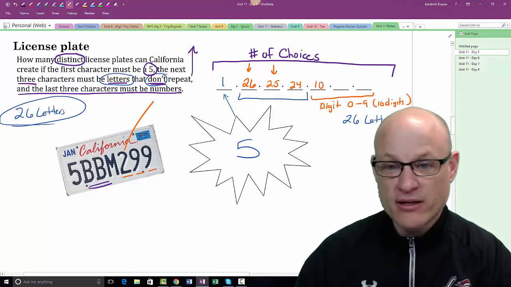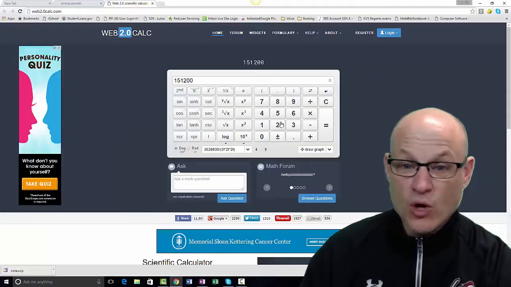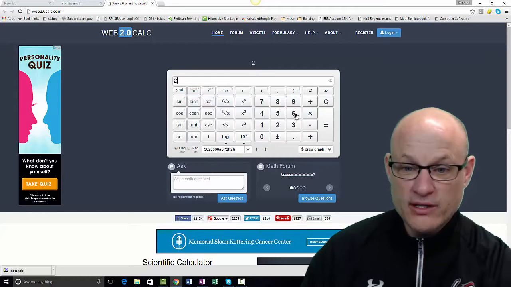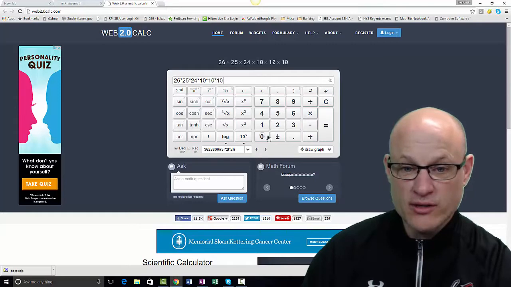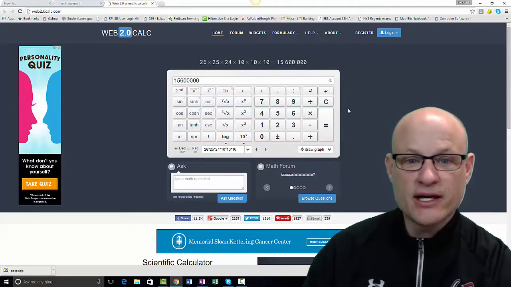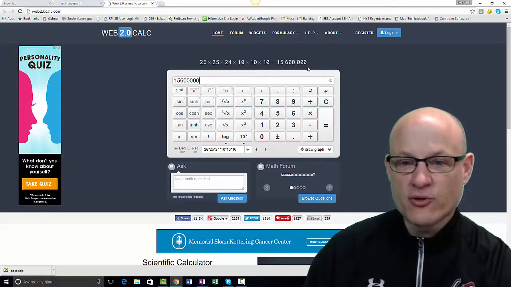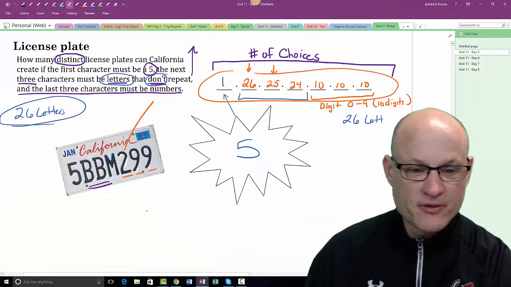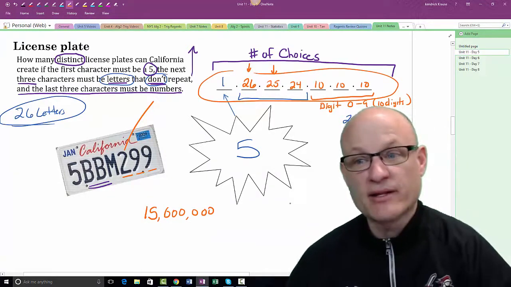So that means I can put 10 here, 10 here, and 10 here. And the way you do this is you just simply multiply these together. So 1 times 26 times 25 times 24 times 10 times 10. I could put 10 cubed, but it would probably take me longer to find the cube button. And I get that number. Ooh, they separated it up here for us. So that's now 15,600,000. 15,600,000 different ways I can make those license plates.